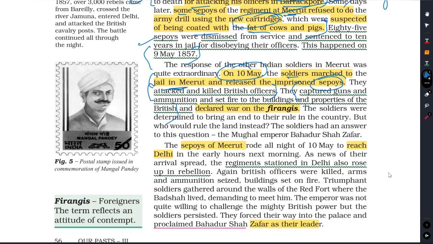Later, they declared war on the Firangis. All these sepoys declared war on the Firangis. Firangi was the term used to represent British officers. Firangis means foreigners.